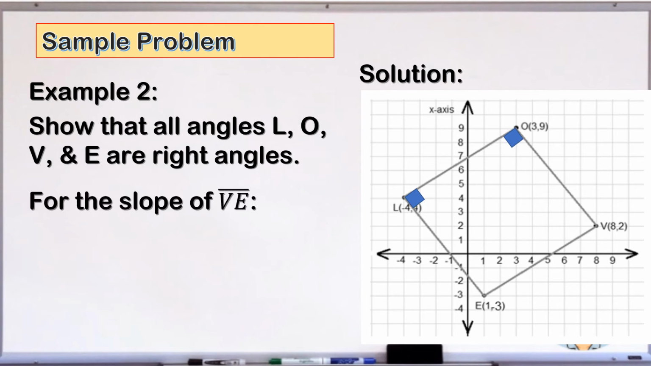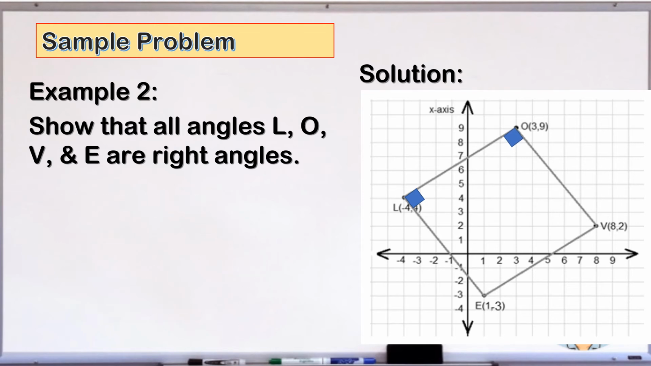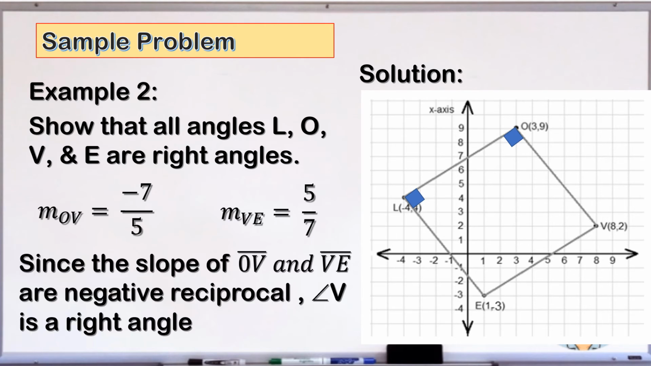Next, let us find the slope of segment BE. So using the formula, we have negative 3 minus 2 all over 1 minus 8, which is equal to negative 5 over negative 7, or equal to 5 over 7. Comparing the slope of segment OV, which is equal to negative 7 over 5, and slope of segment BE, which is equal to 5 over 7. So, since the slope of segment OV and segment BE are negative reciprocal, it means angle V is a right angle.